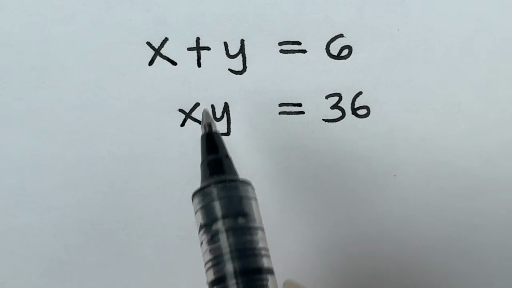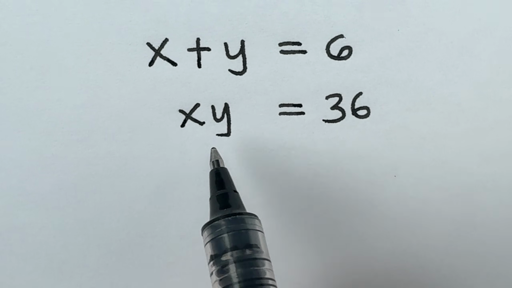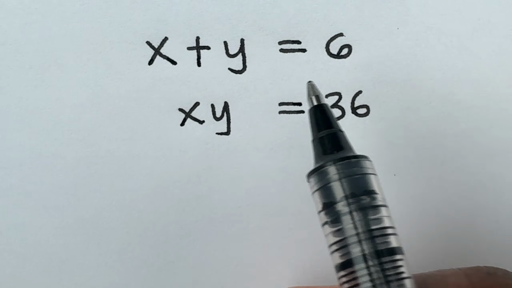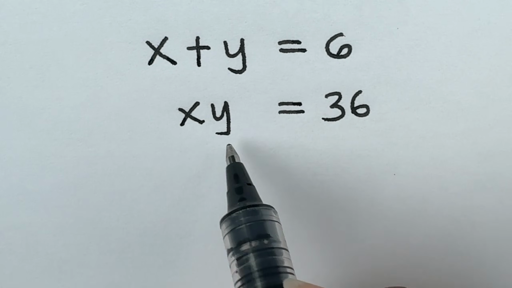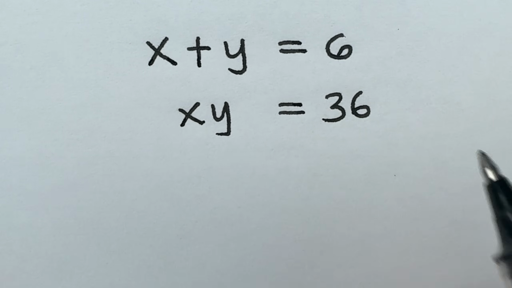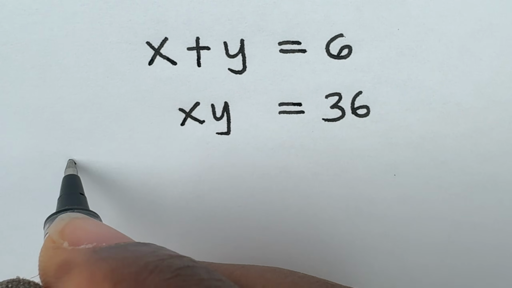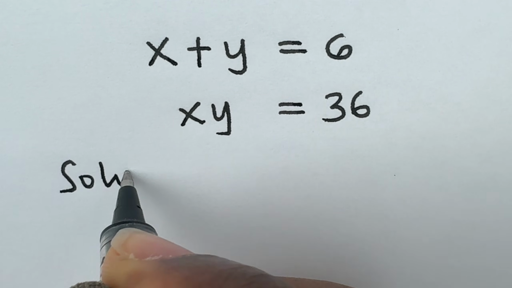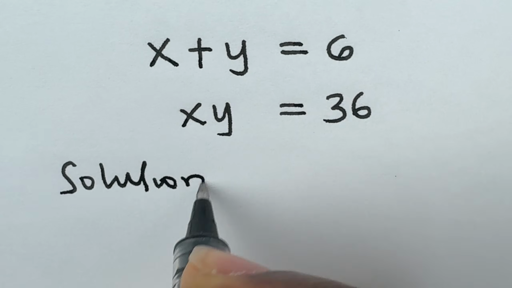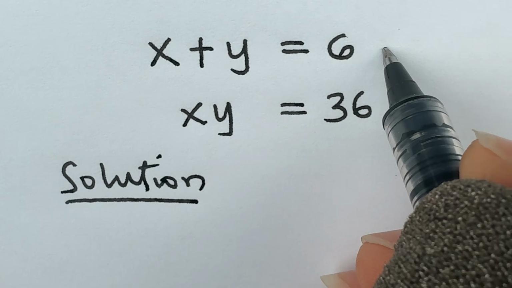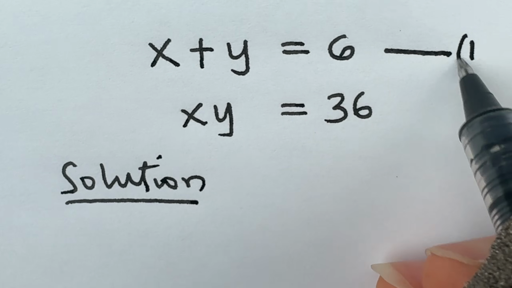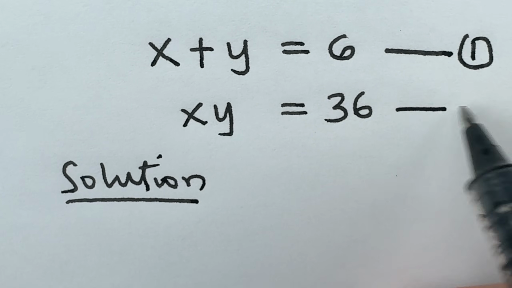In this video, we want to solve for x and y while given two simultaneous equations. x plus y is 6, xy is 36. Let us call this equation 1 and call this equation 2.